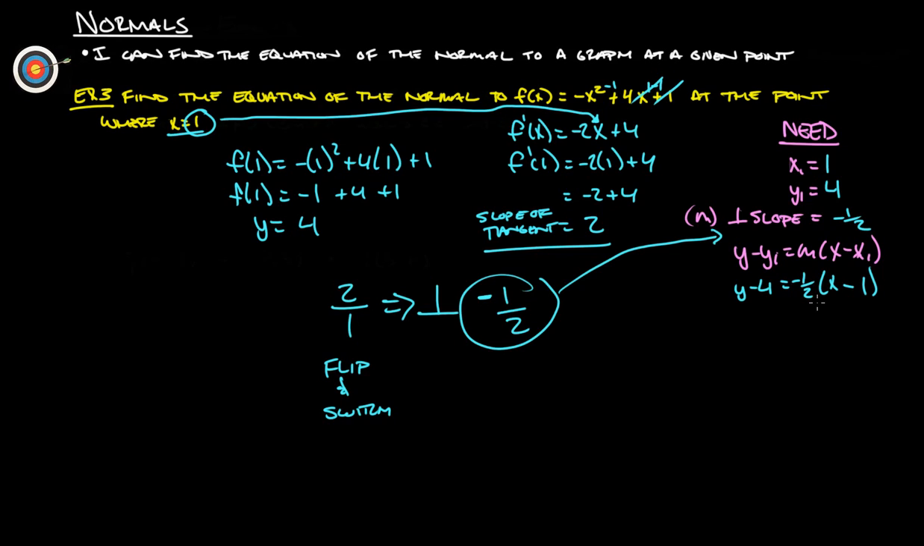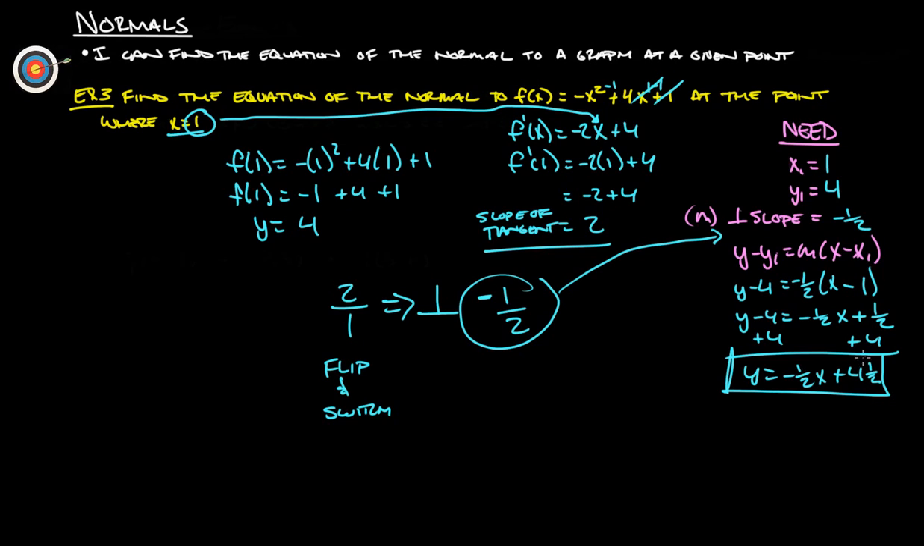So we put a negative 1/2 in here, and then we solve this, and there's the equation of our normal. We get y minus 4 equals negative 1/2 x. Negative times a negative is positive 1/2. Then we add 4 to both sides. So we get y equals negative 1/2 x plus 4 and a half, which will be the equation of our normal. Okay, so that's how we do that. Again, it's pretty much the same thing as a tangent line, except you just have to find the perpendicular slope, and then away we go.